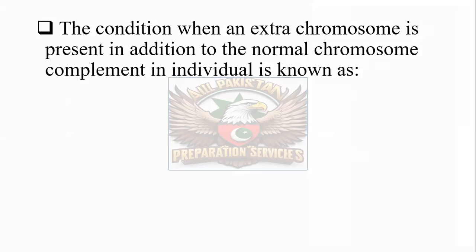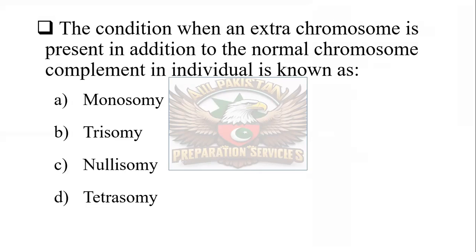The condition when an extra chromosome is present in addition to the normal chromosome complement in an individual is known as monosomy, trisomy, polysomy, or tetrasomy, and the correct one is trisomy. The condition when an extra chromosome is present in addition to the normal chromosome complement in an individual is known as trisomy.